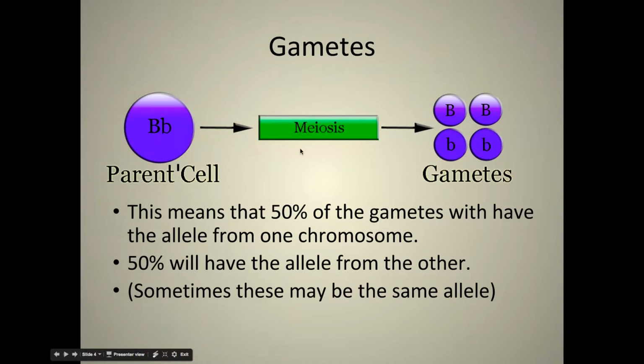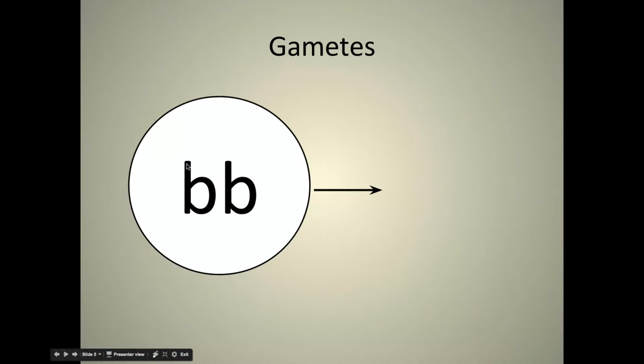50% of the gametes will have the allele from one chromosome, and 50% will have the allele from the other chromosome. Let's just say if this was my dad, 50% would get the chromosome from his grandfather, 50% would get the chromosome from his grandmother. There are different rules to how those can mix, but that's the general rule. What's important to note is sometimes they might be the same allele. For example, if we had little b, little b and split that evenly, half of my sperm or eggs would have little b, and the other half would have little b. When we do our crosses, we're still going to write both little b's, just to stay consistent throughout.